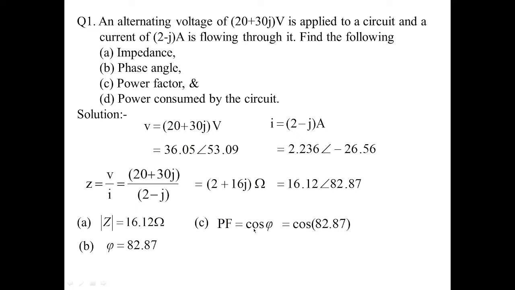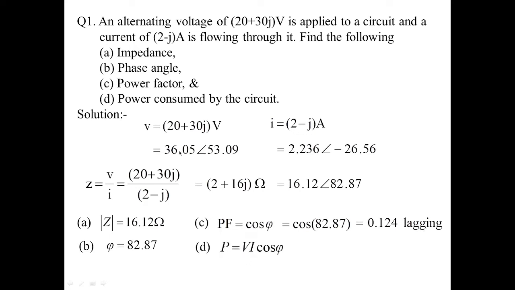Just substitute the value of cos 82.87, whose value you are going to get as 0.124 lagging. Why lagging? Because here the current is lagging the voltage. That is why the power factor is treated as lagging. So 0.124 is the value of power factor, which is lagging.